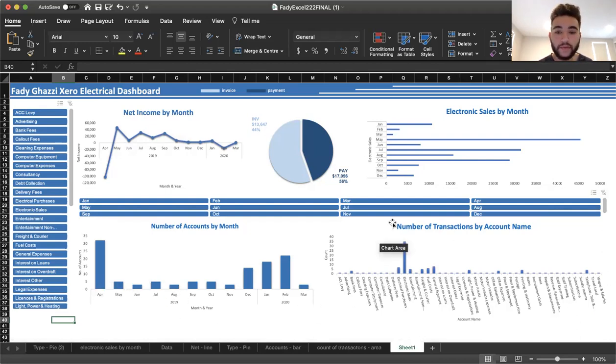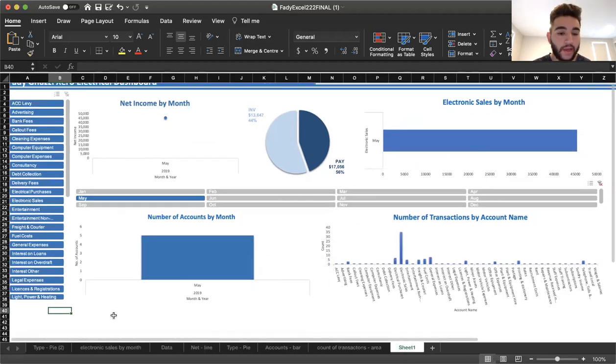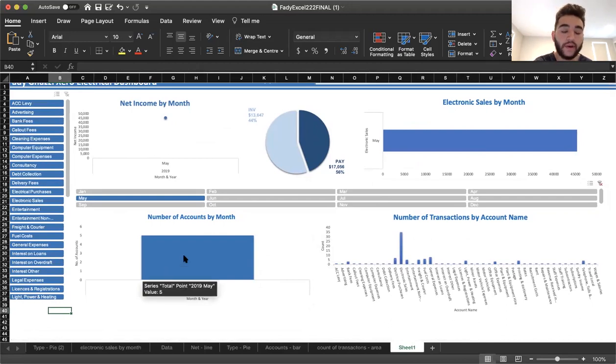So if you filter this by May with the slicer, we can see that the net income here is $45,423, and the same here for the electronic sales by month, roughly $45,000. And you can see that there are 5 accounts involved in transactions in that month as well.